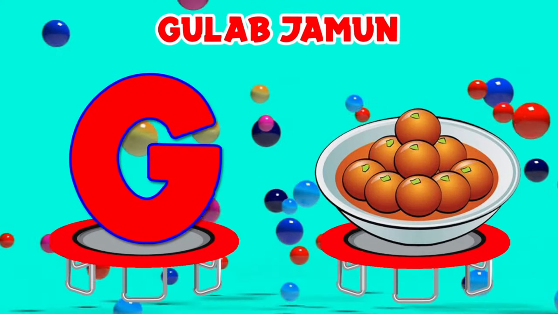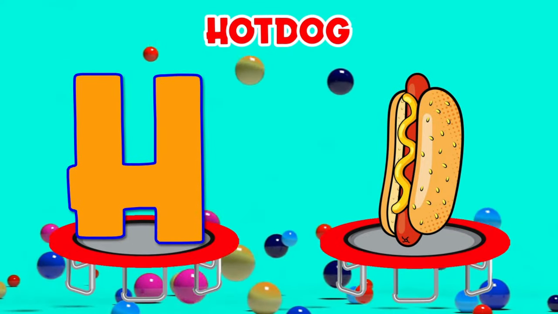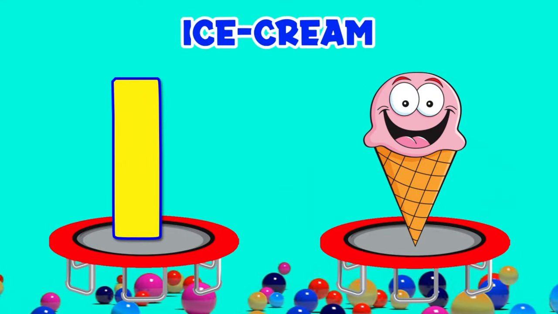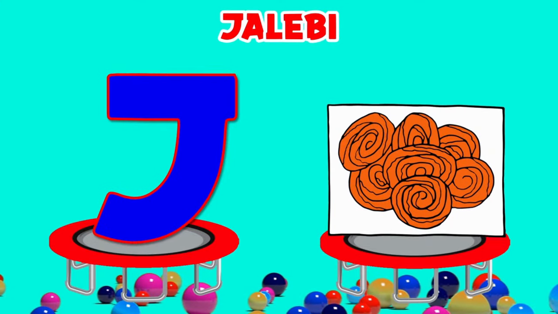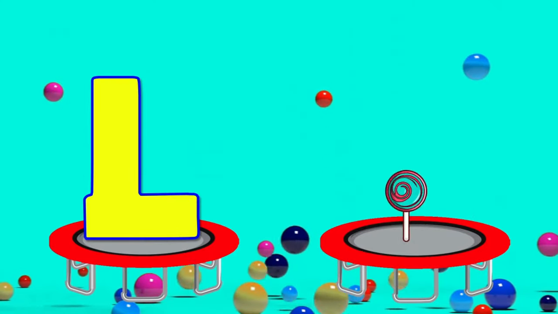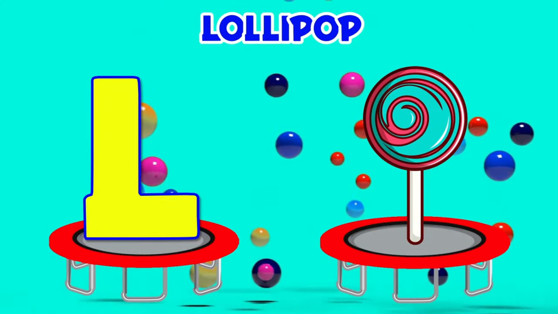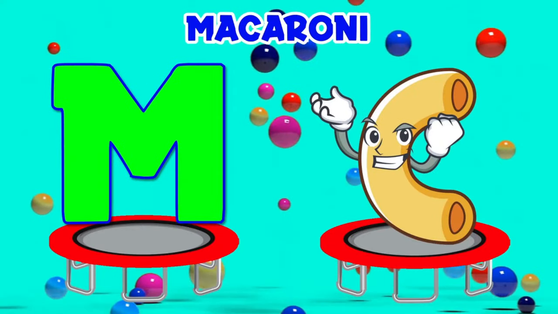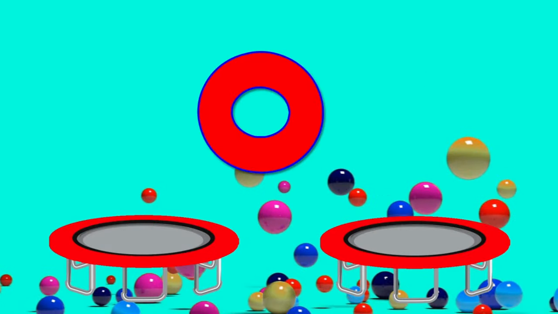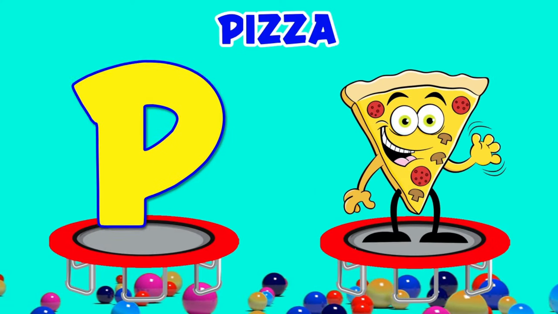G is for gulab jamun. H is for hot dog. I is for ice cream. J is for jelly bean. K is for key lime pie. L is for lollipop. M is for macaroons. N is for noodles. O is for omelette. P is for pizza.